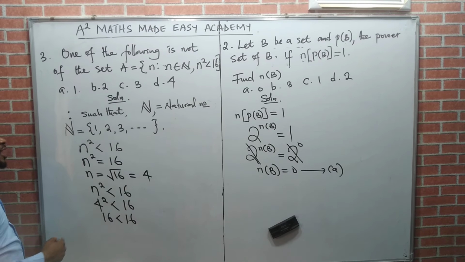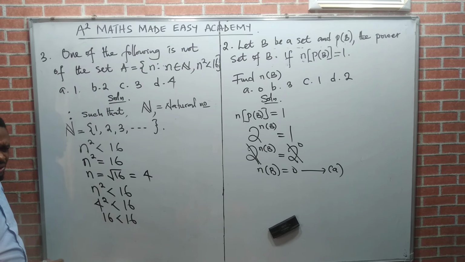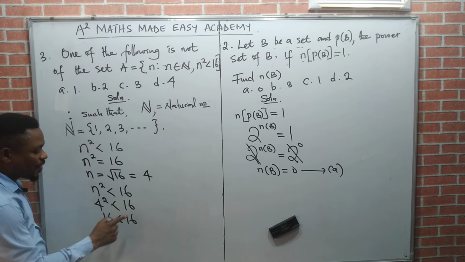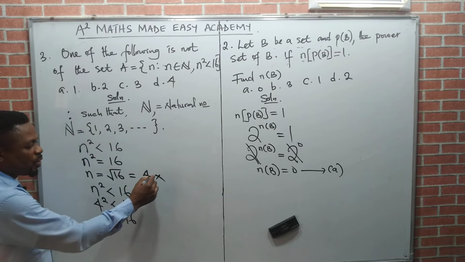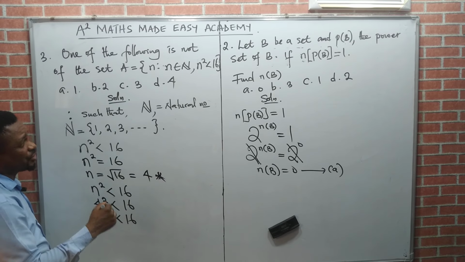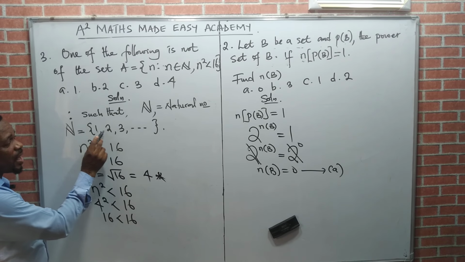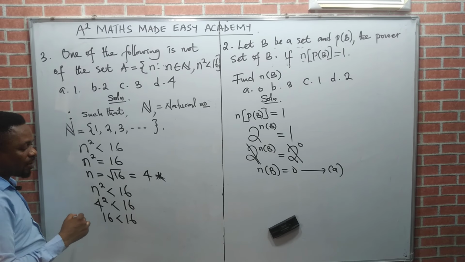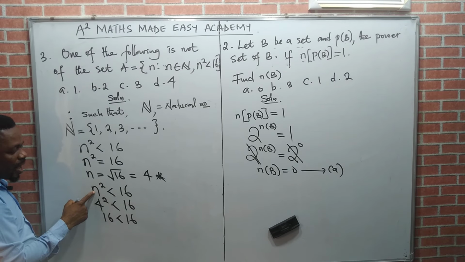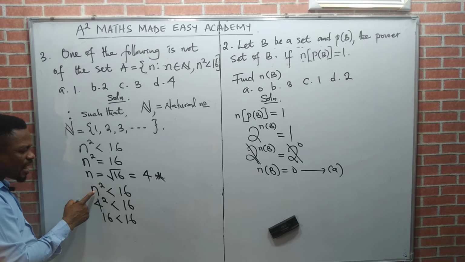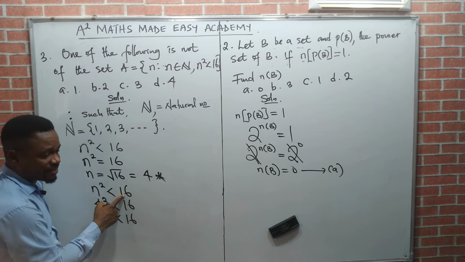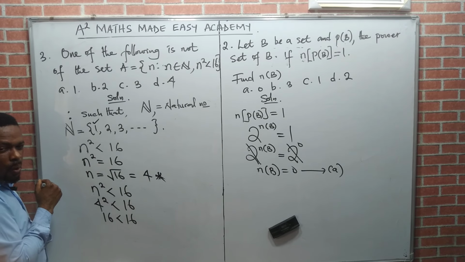4 squared should be 16, less than what? 16. Now describe this. Does it sound well to you? No. 16 can never be less than 16. So which means 4 cannot go. So the only numbers that can go, based on the natural numbers that we have listed here, are 1, 2, and what? 3. How? If I consider n to be 1 here, 1 squared is still 1. Now the question is, can 1 be less than 16? Yes. So which means 1 can go.